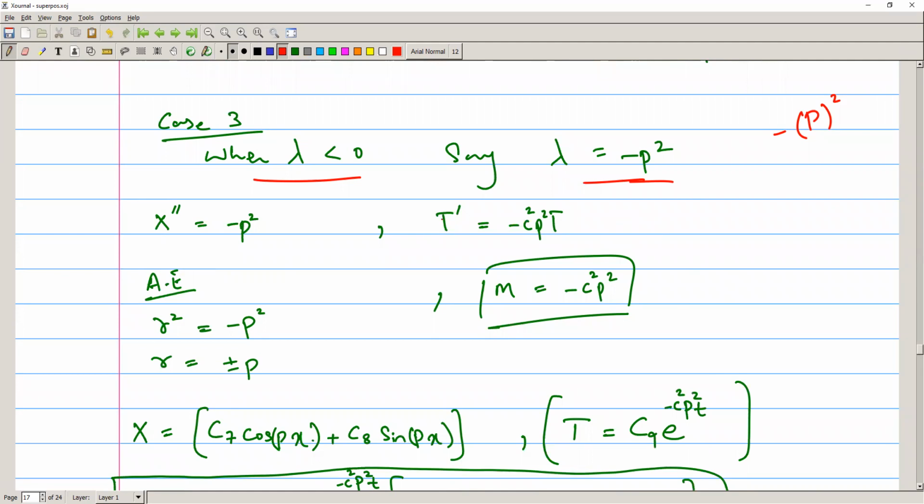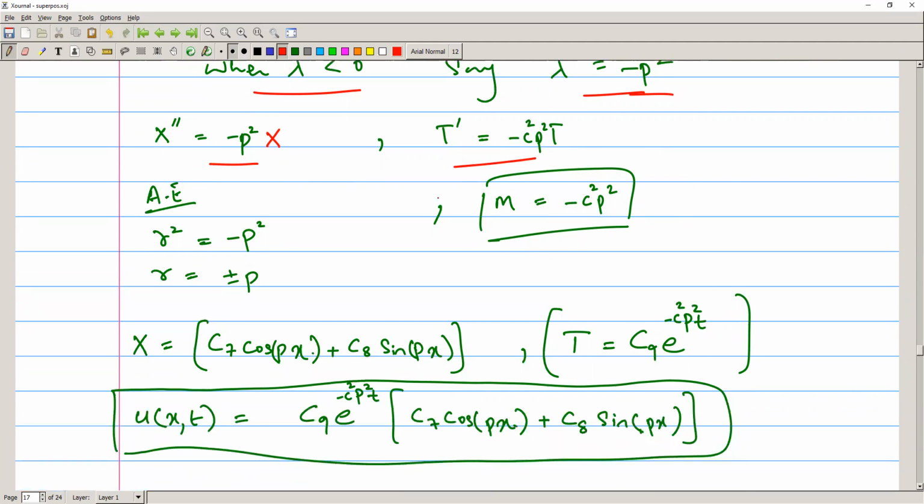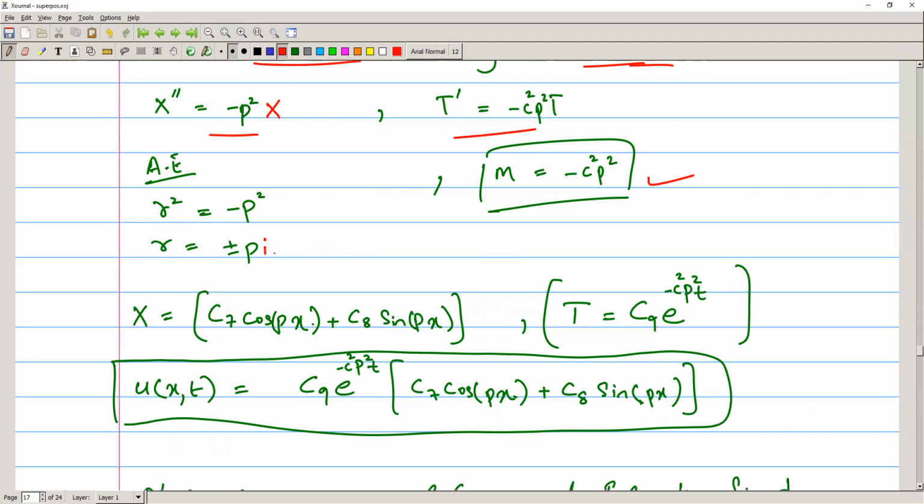So again, this is a second order differential equation, and this is a first order differential equation, right? Now the roots of this differential equation will be imaginary roots, r is equal to plus minus p iota, and the root for this equation will be negative c squared p squared. We will construct the solution. Because of these imaginary roots, the solution will be in the form of sine and cosine.